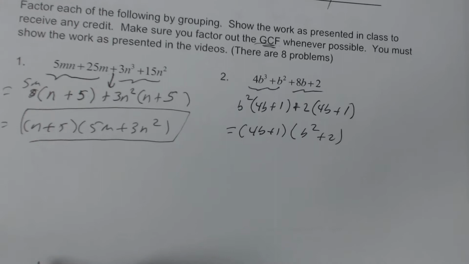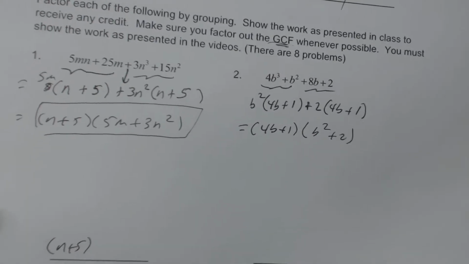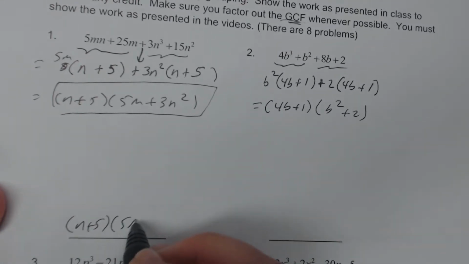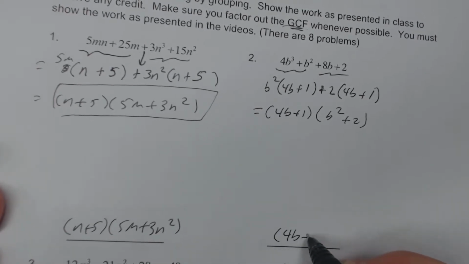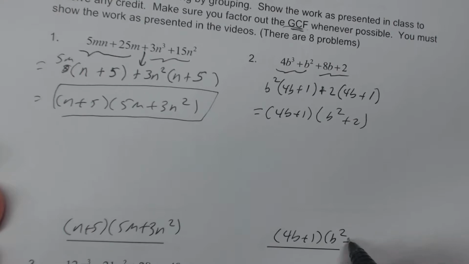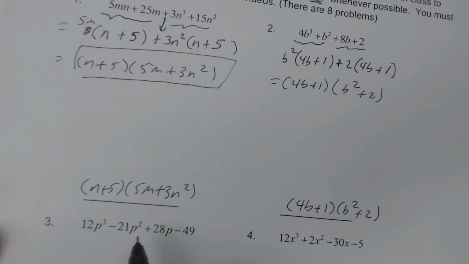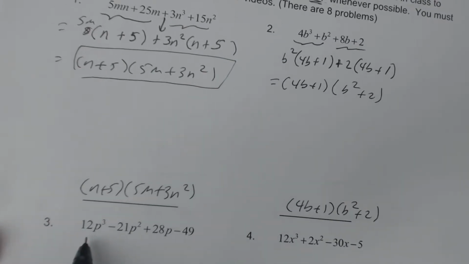All right, so that's going to go in these. So there's your answer. Here the answer is n plus 5 times 5m plus 3n squared. Here the answer is 4b plus 1 times b squared plus 2. All right, and over here, again, look for GCF. The GCF here is 1.